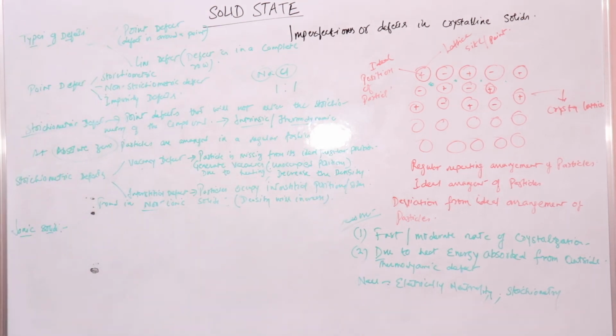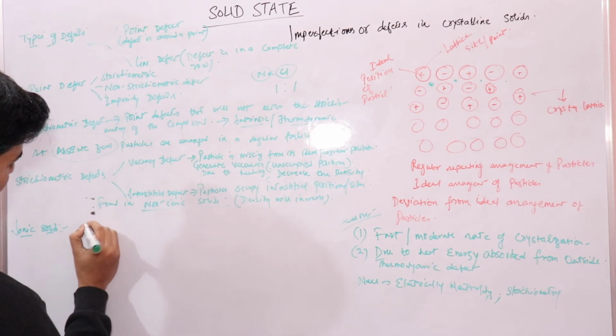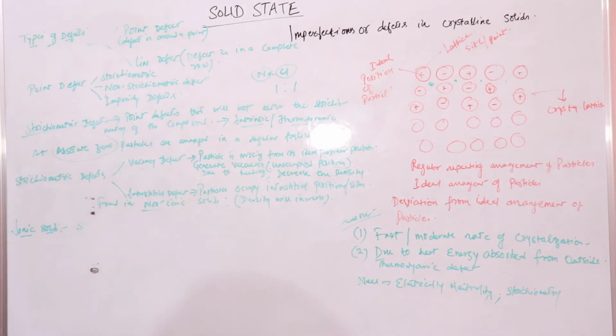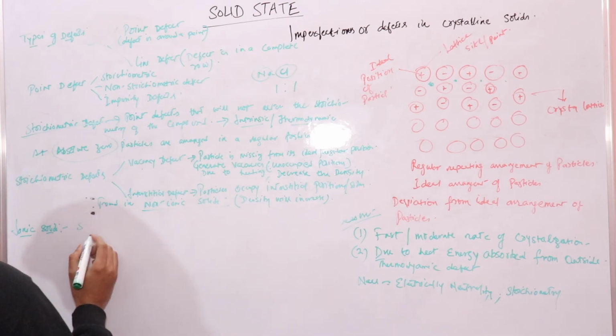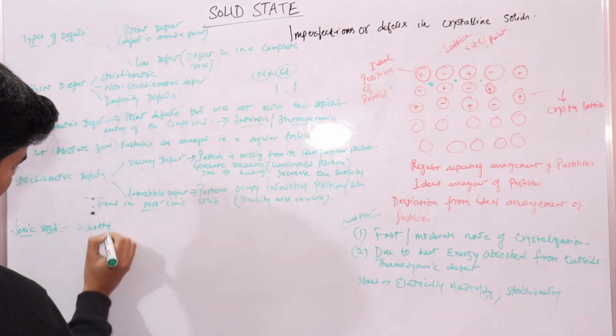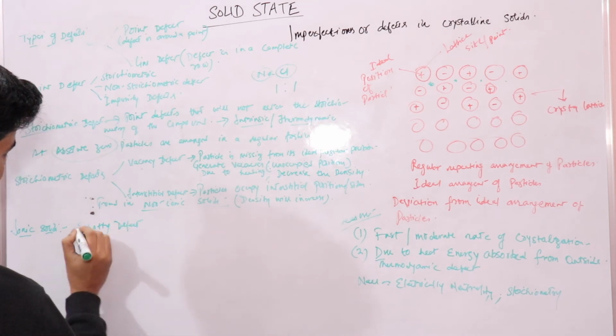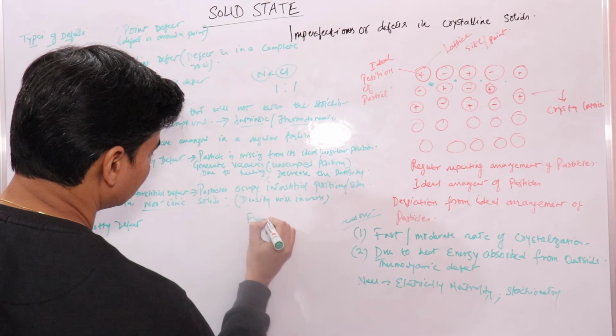Right? So now ionic solids. When we talk about similar defects in ionic solids, they are known as Schottky defect and Frenkel defect, right? So we'll just write it over here. Schottky defect. Schottky is the name of the scientist. Similarly, Frenkel is also the name of the scientist. So the defect was discovered by German scientist Schottky, and it's a vacancy defect. Schottky defect, S-C-H-O-T-T-K-Y. Then the other is the Frenkel defect.